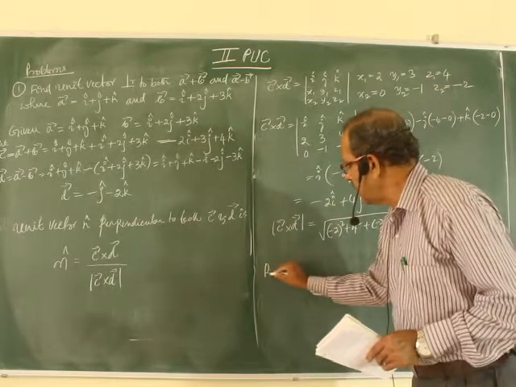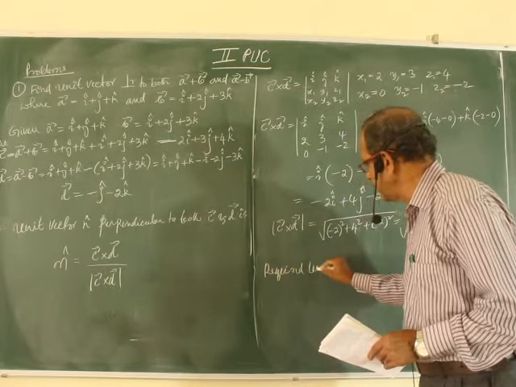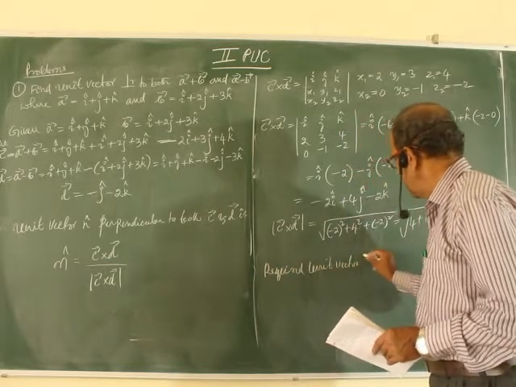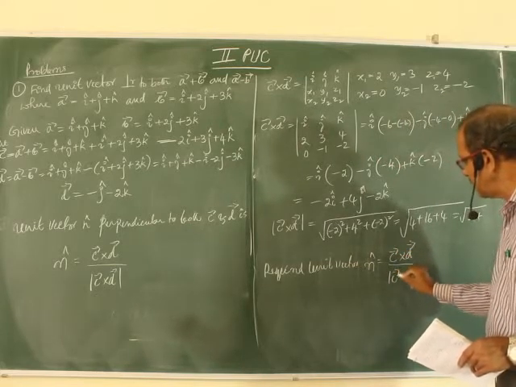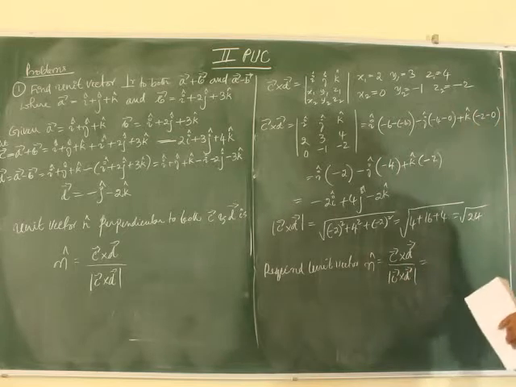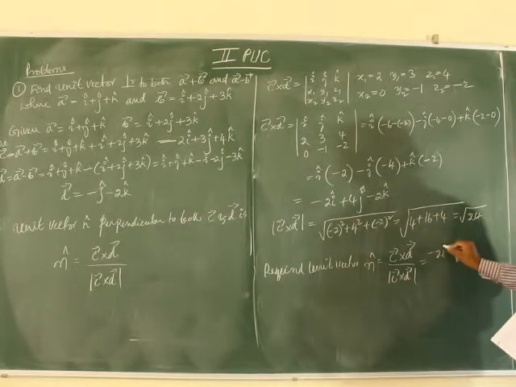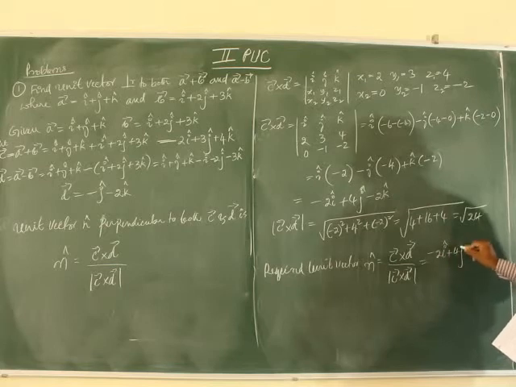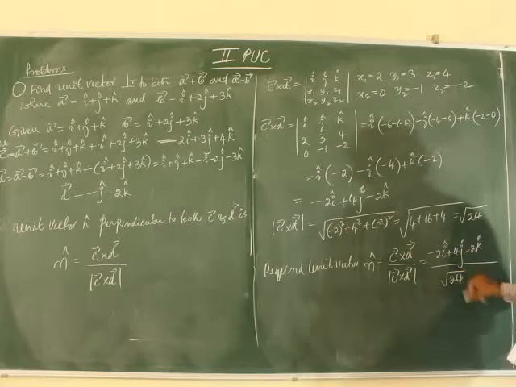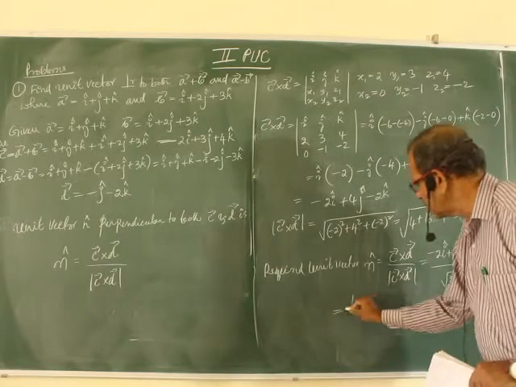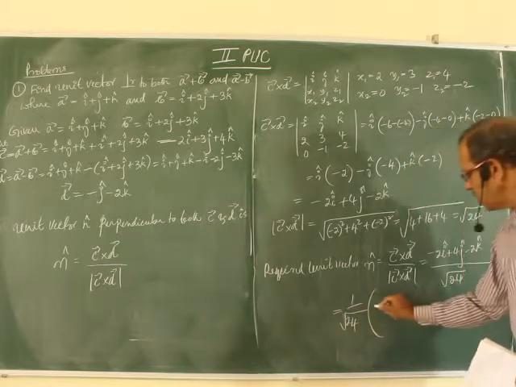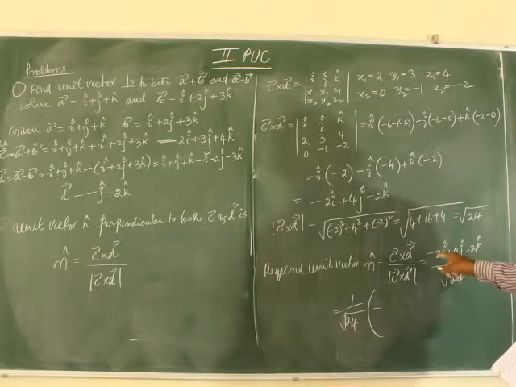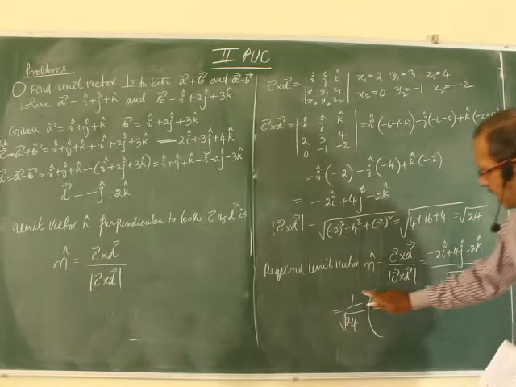Finally, the required unit vector n cap equals C cross D by mod C cross D. The answer is C cross D, which is here minus 2i plus 4j minus 2k, divided by root 24. Or you can write it like this also: 1 by root 24 into minus 2i. You can remove minus 2 outside.